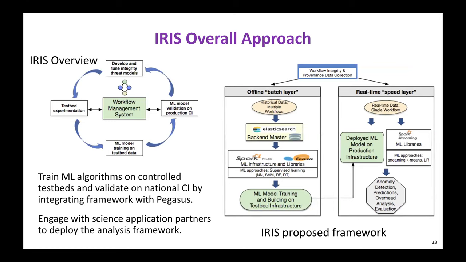And we are exploring different kinds of machine learning approaches, both at the batch layer and the speed layer, meaning doing an offline analysis and maybe also doing an online analysis. So this is work in progress, and hopefully we'll report something about this at Supercomputing 2019. But this is where we're going forward.